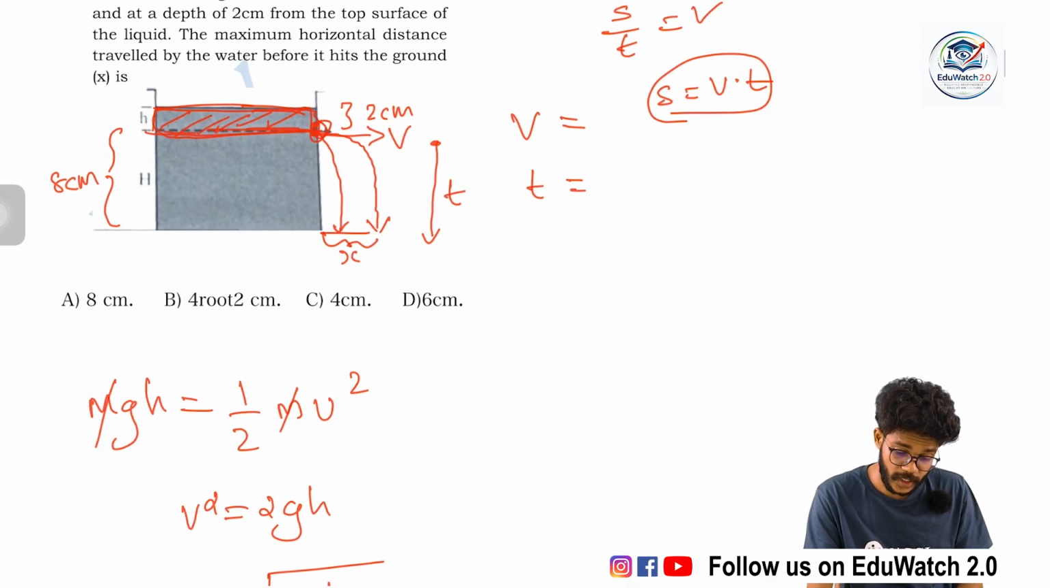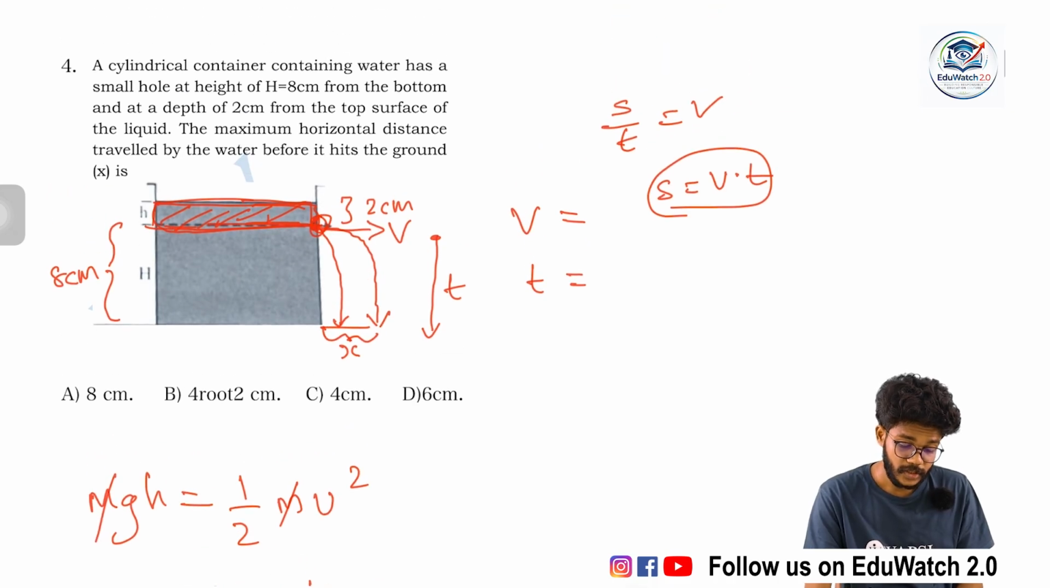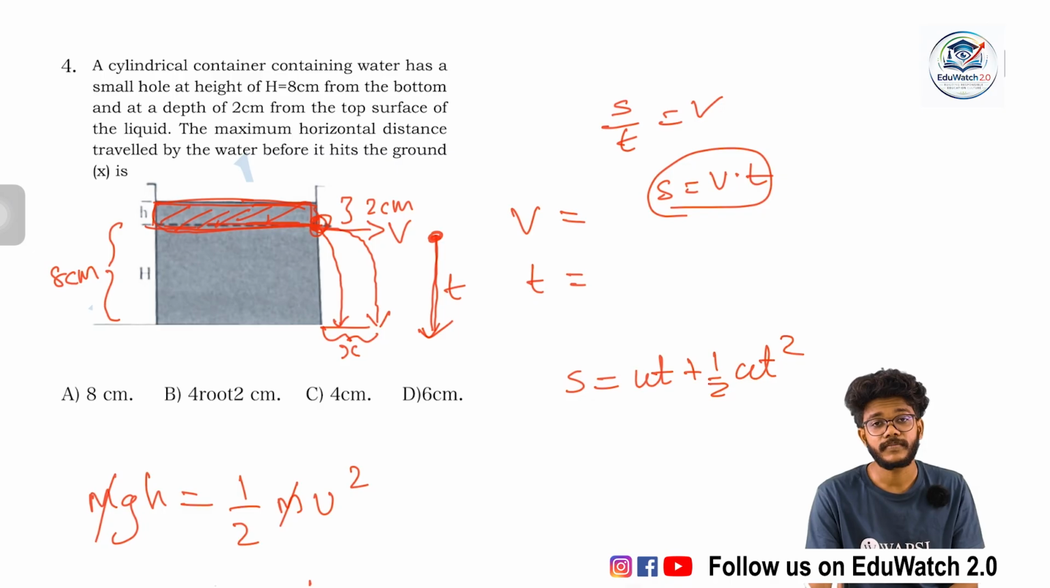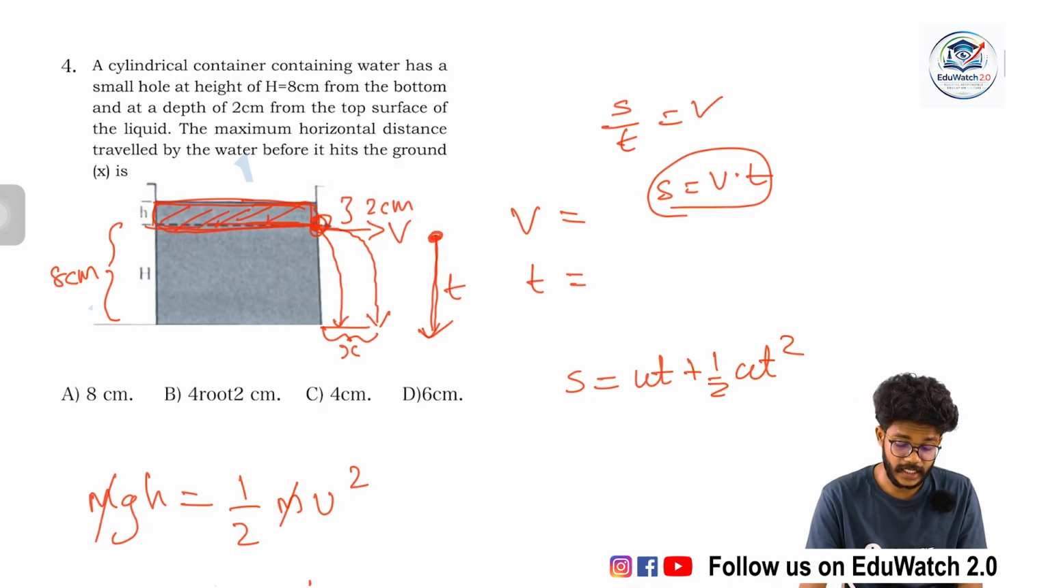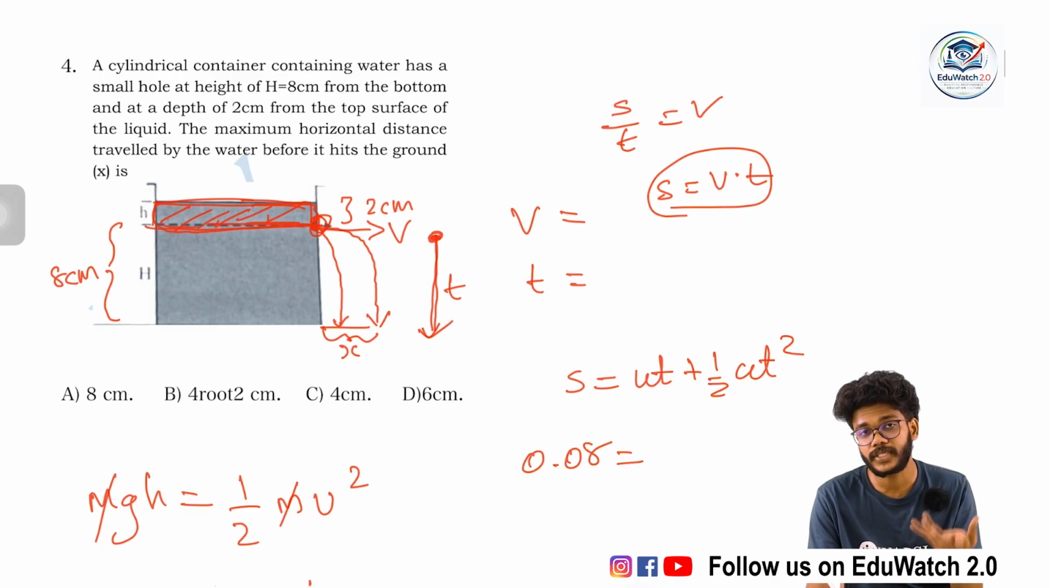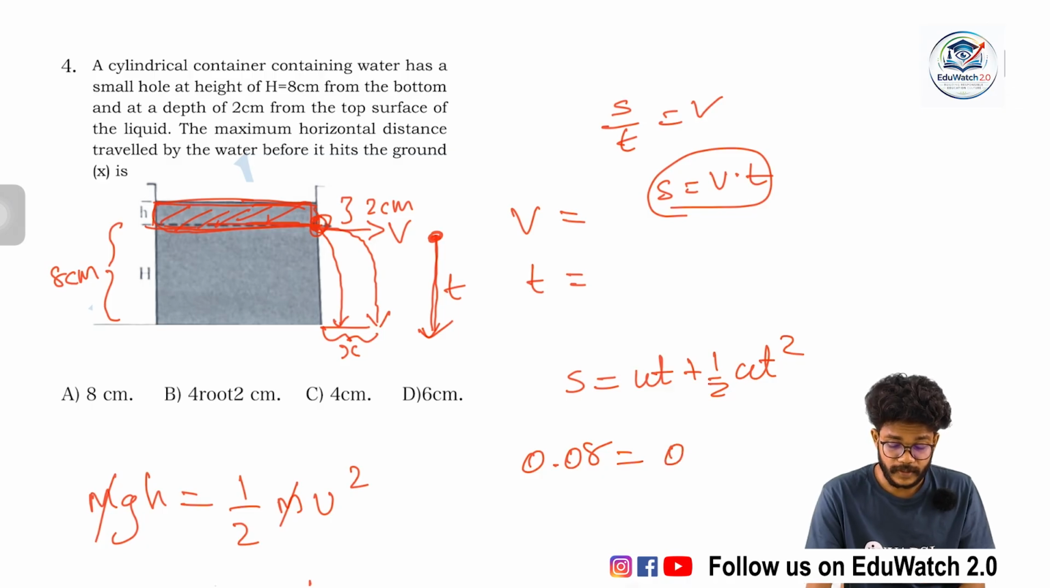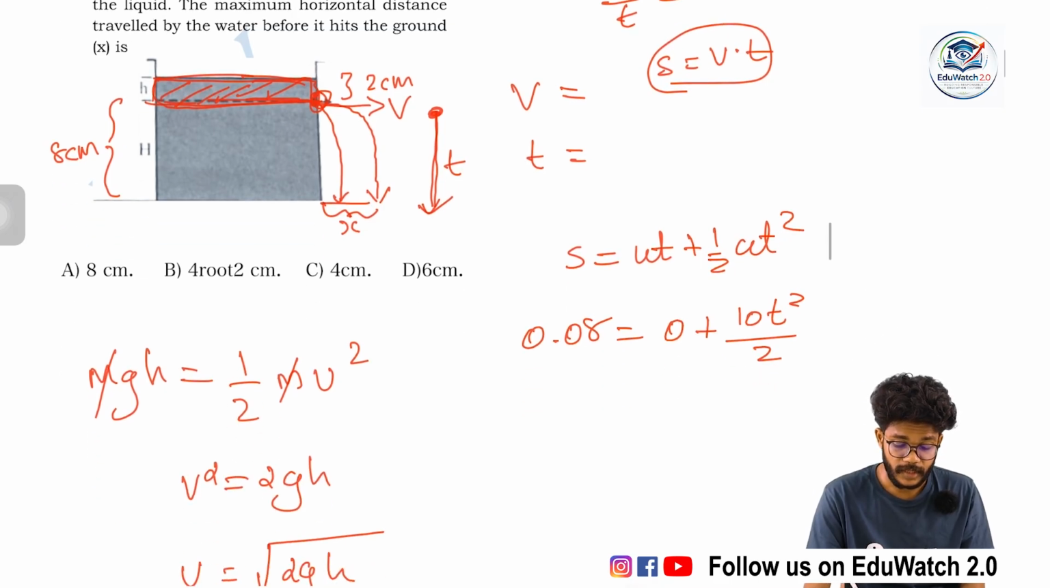Then the next quantity is the displacement. Actually the height is 8 centimeter. If a particle is dropped from here, it will travel 8 centimeter. That means the displacement is given. s is equal to ut plus half at square. A is the acceleration due to gravity, and it will travel 8 centimeter, that means 0.08 meter, which is equal to ut. Initial velocity is 0, plus a is 10, 10 into t square by 2. That means 0.16 is equal to 10 t square.